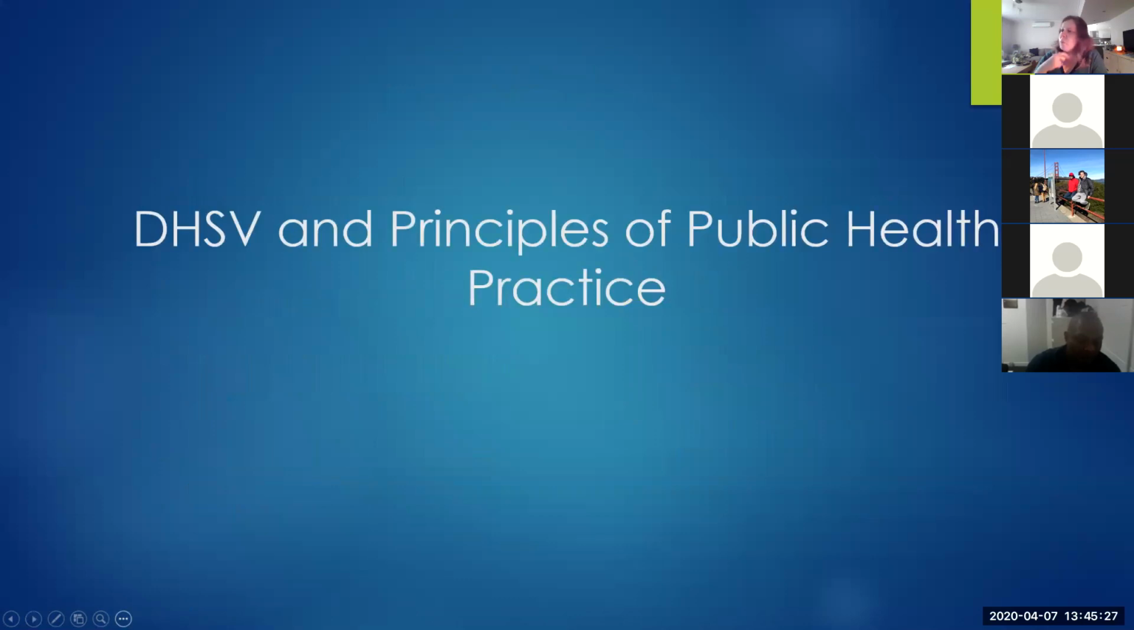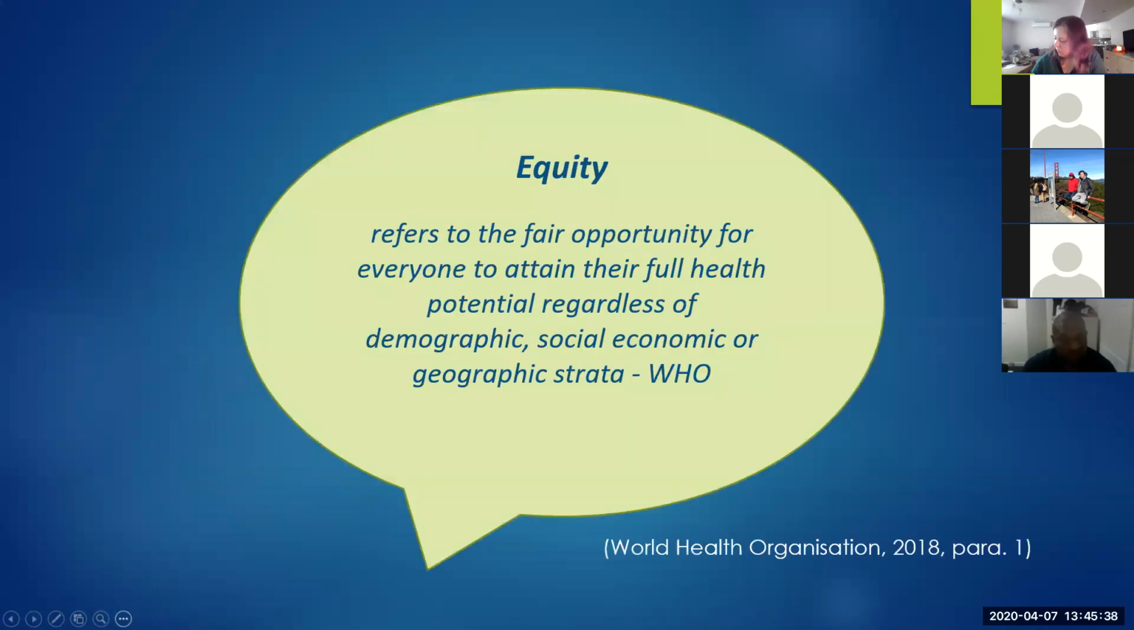So now that we've explored what the DHSV is all about, let's look at how this organisation applies the principles of public health practice. Now let's begin with equity. Equity refers to the fair opportunity for everyone to attain their full health potential, regardless of demographic, social, economic, or geographic stripe.